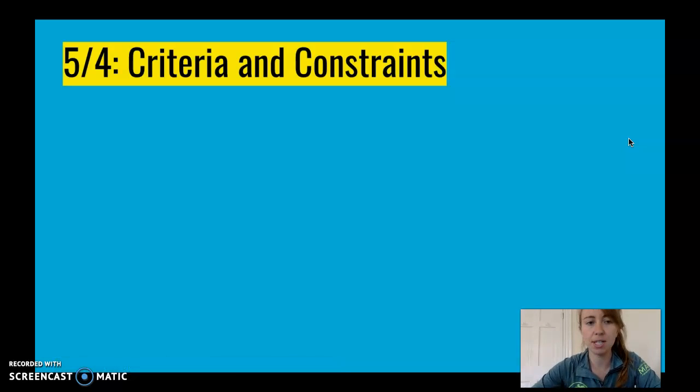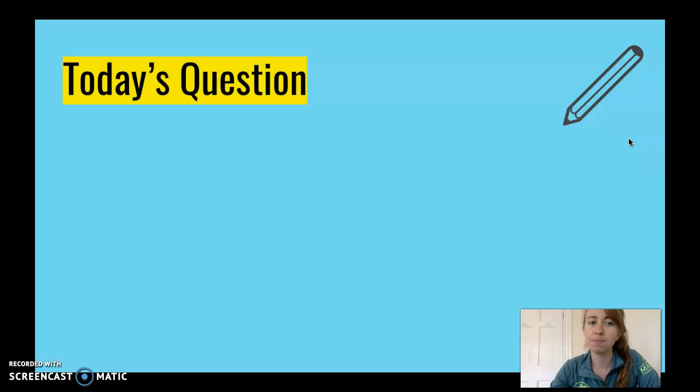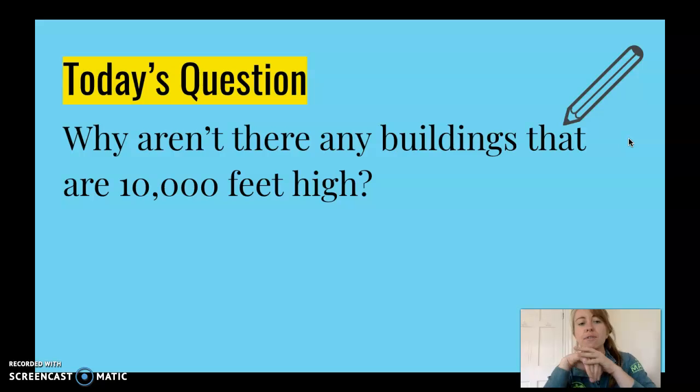A couple of notes today on criteria and constraints, and then just a short classwork. All right, so today's question, you can write this down: Why aren't there any buildings that are 10,000 feet high? You're going to be answering this question in your classwork today, talking about the criteria and constraints that would lead to that.